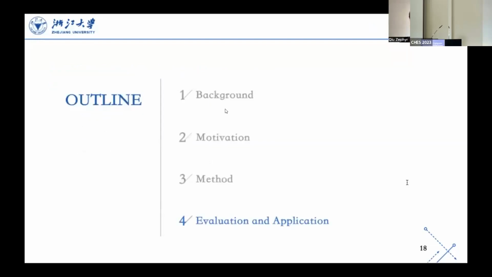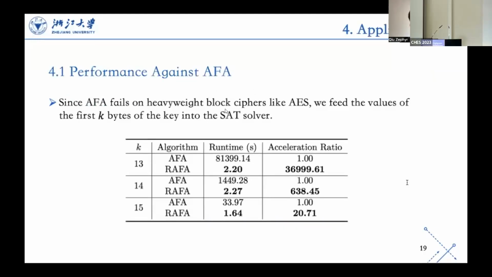Finally, we take a look at the results of evaluating RFA in different contexts. First, let's see the improvement of RFA over AFA. Since AFA fails on heavyweight block ciphers like AES, we need to fix the value of the first K bytes of the key to conduct experiments. It can be seen that RFA achieves significant speedup over AFA, especially when the difficulty of the problem increases. When K equals 13, the acceleration ratio reaches nearly 37,000.